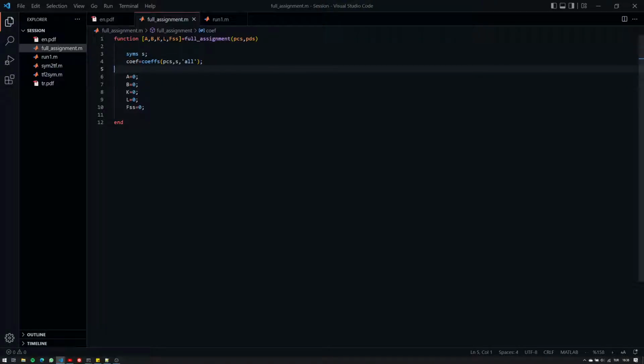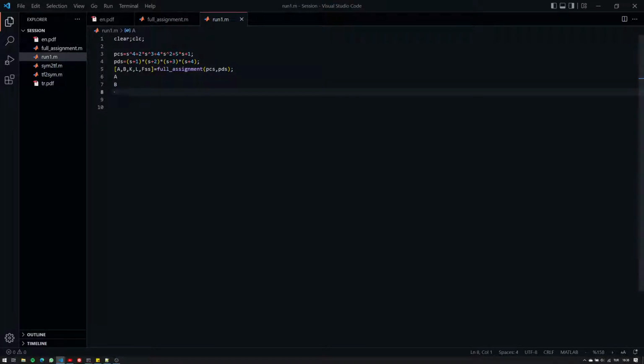Now, I'm going to show you the general solution here. Therefore, I'm going to assume that PCS does not always start with a coefficient of 1 on the highest order term. So this could be 2 times s to the power 4, etc.